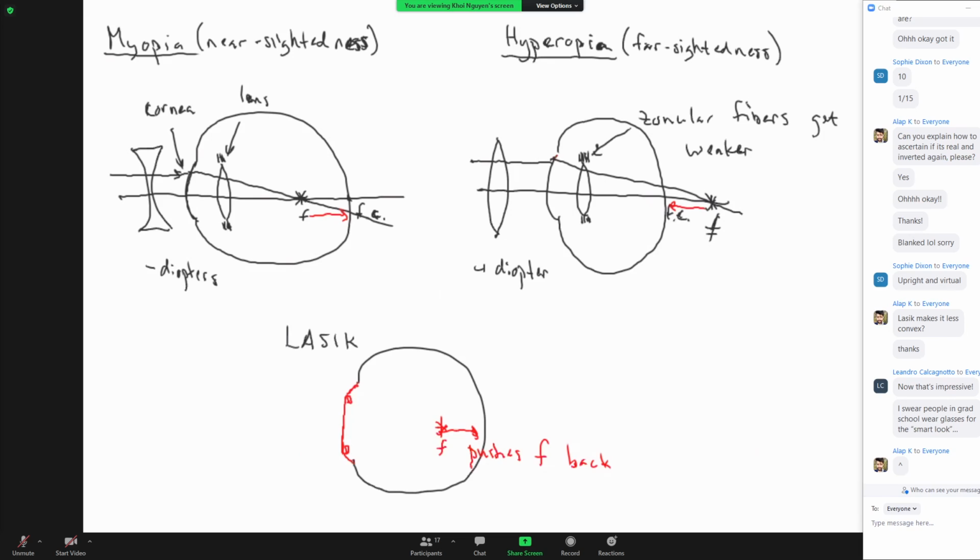What LASIK does is it flattens your cornea and it pushes that focal length back. Okay. So wavefront surgery or LASIK is what pushes that focal length back. Okay. So hopefully that makes a lot more sense in terms of what devices we're using.